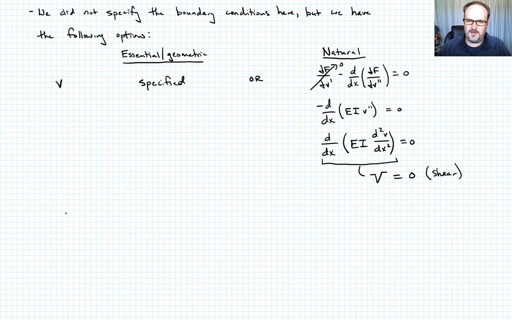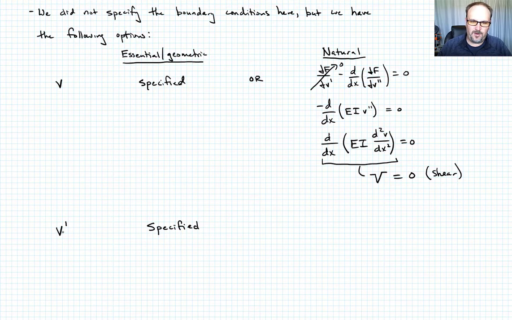Now, we must also either specify V prime or it's not specified, and then we have a natural boundary condition. So let's look at that. In the case of V prime, it could be specified. Right, and what's V prime for a beam problem? That's just the slope, right? So in the top case, we either have to specify at that point the deflection or the shear.